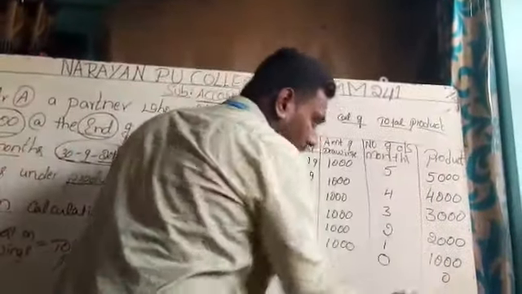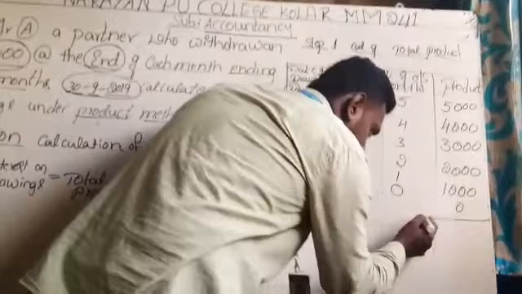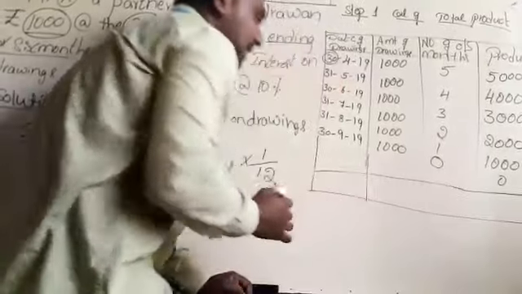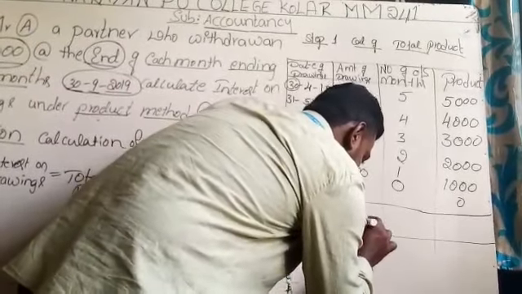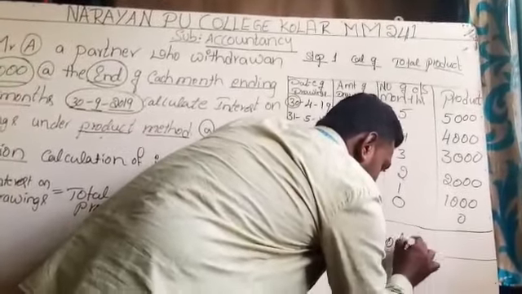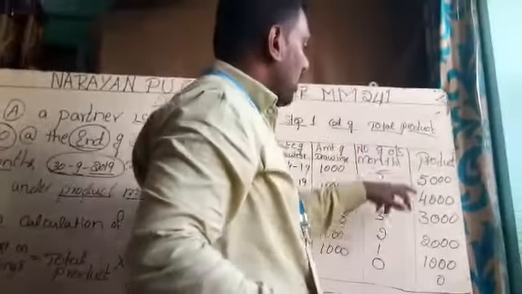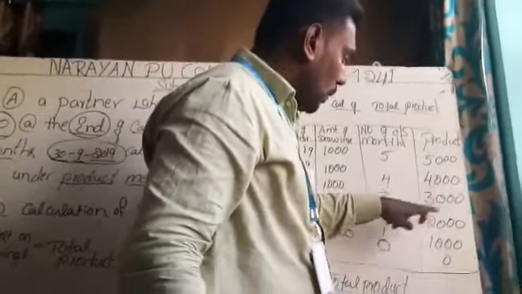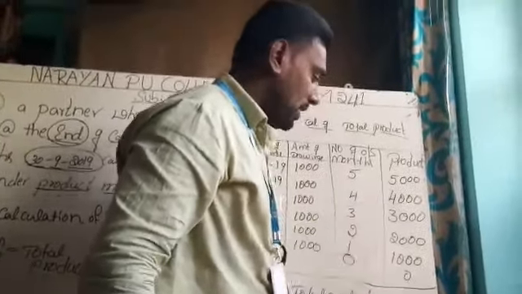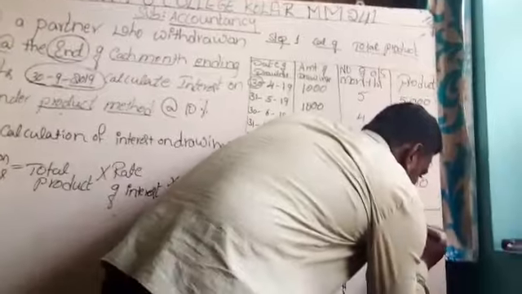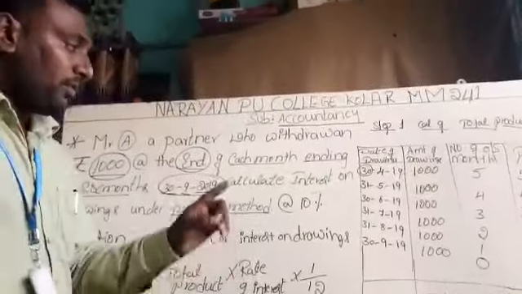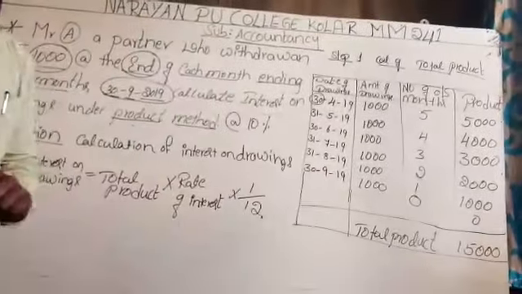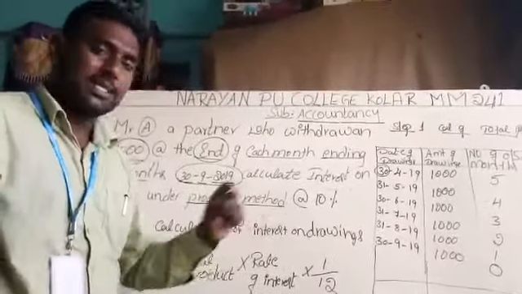By adding all the 5 values, we will get one sum. That sum will be considered as the total product. Total product: by adding this, 5,000 plus 4,000, 9,000. 9,000 plus 3,000, 12,000. 12,000 plus 2,000, 14,000. 14,000 plus 1,000, we will get 15,000 is the total product. In the formula, the first thing we needed to calculate in step number 1 is that 15,000. This is step number 1.